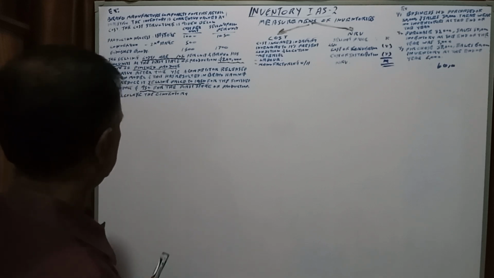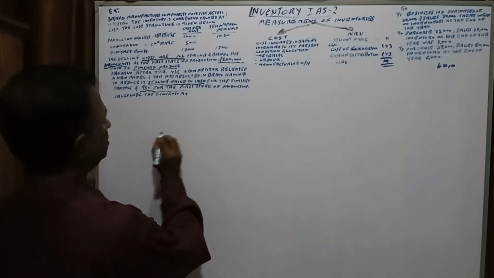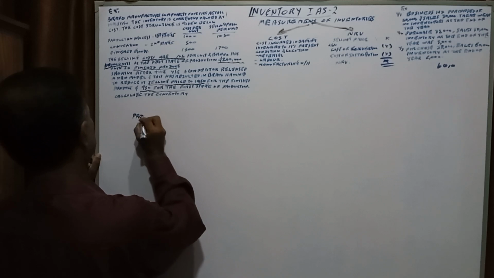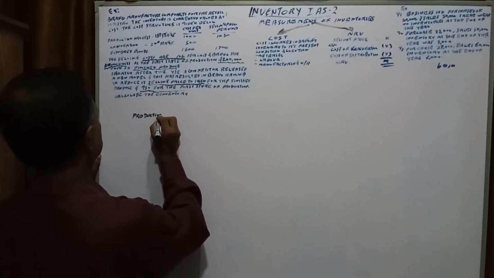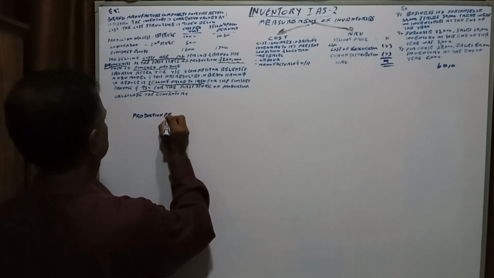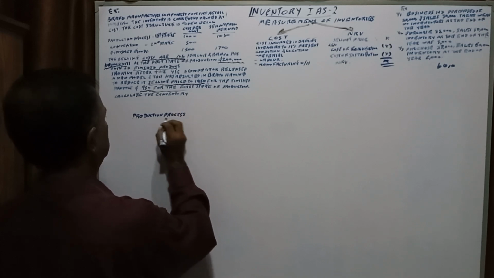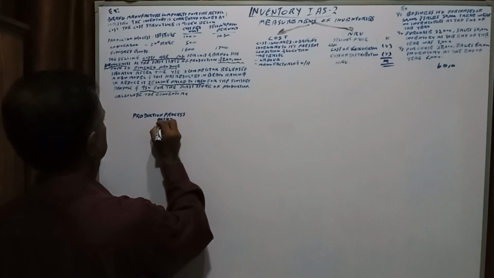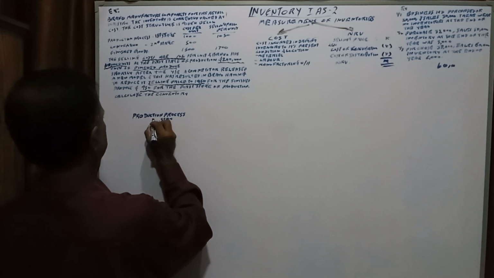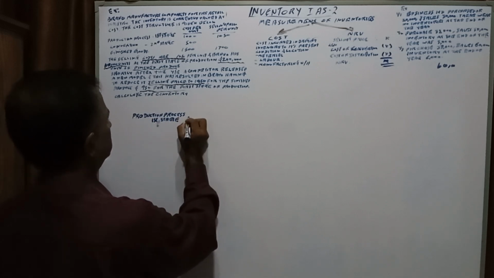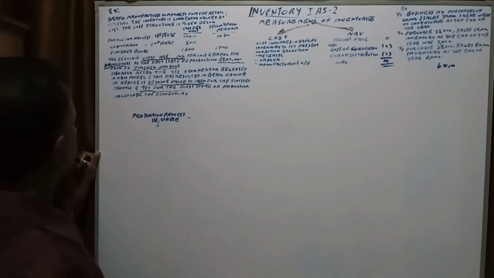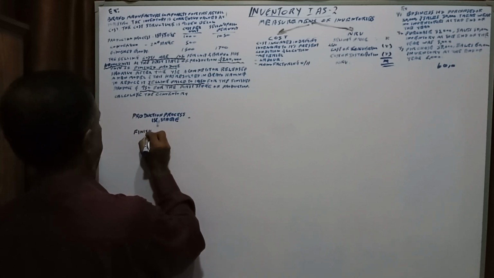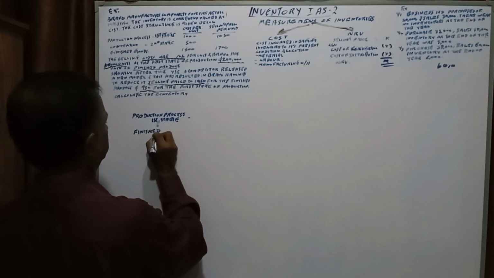First of all, we have to say, one is the production process first stage, and the other is the finished product.